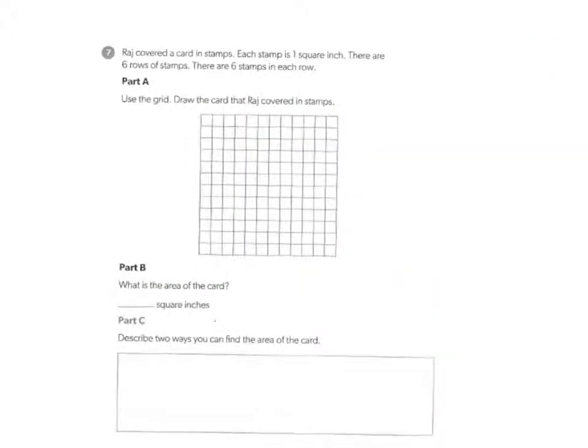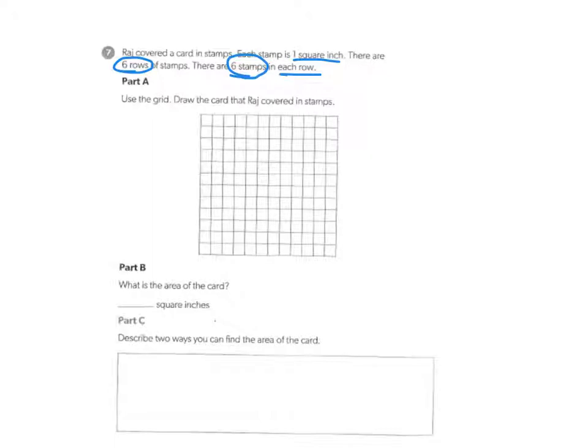Let's take a look at number 7. It says Raj covered a card in stamps. Each stamp is 1 square inch. There are 6 rows of stamps, and there are 6 stamps in each row. Use the grid and draw the card that Raj covered in stamps. Then find the area of the card and describe 2 ways you can find the area of the card. Pause the video while you work and replay when you're ready to check your answer or if you get stuck.